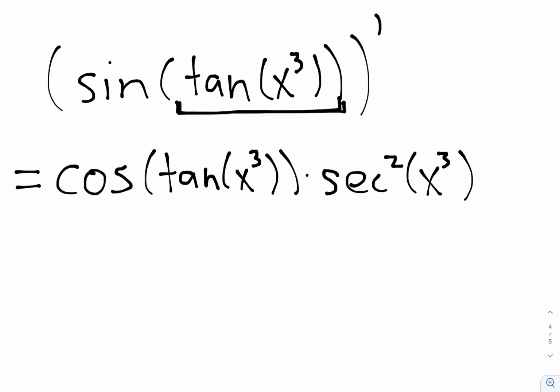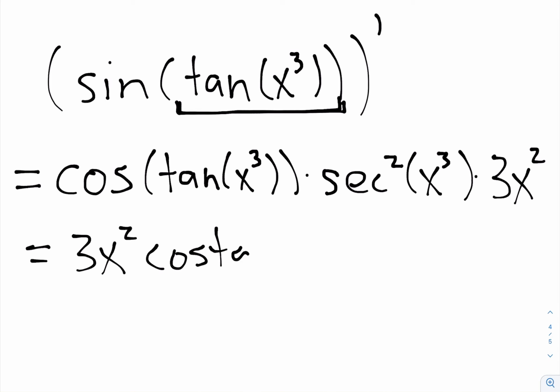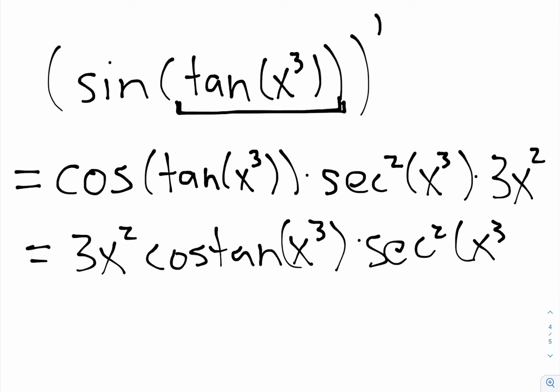And we have to use the chain rule again because this x cubed isn't just x. So if we're differentiating tan of x cubed, we're going to treat this x cubed as if it's one thing, as if it's just x. So secant squared of x cubed times the derivative of x cubed, so times 3x squared. So your answer is going to be 3x squared cos tan x cubed times secant squared of x cubed.